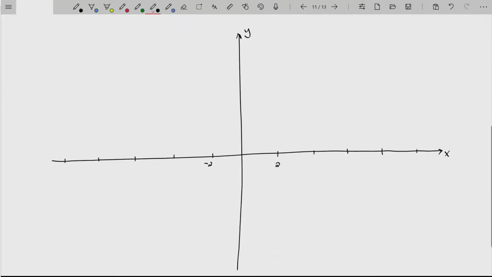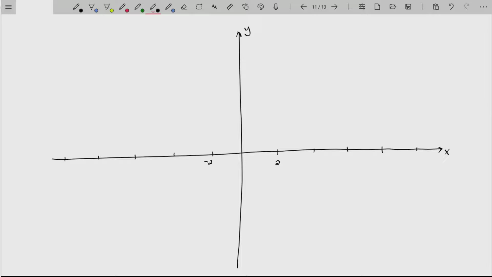So notice how I did that. I just made kind of equidistant hash marks, and I decided to make each hash mark a distance of 2.